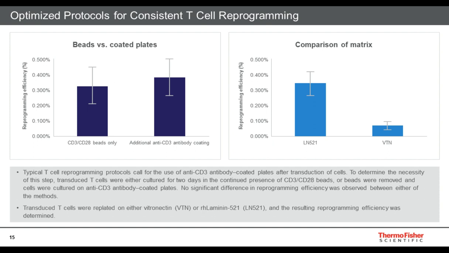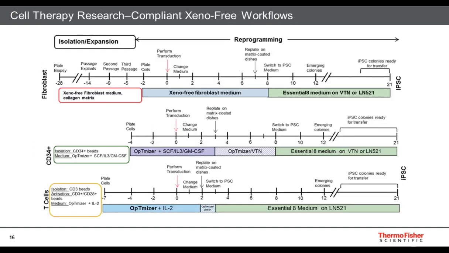And depending on what you're doing down the line and how your cells are, and the investigators, some of my investigators love the vitronectin more than the recombinant 521, but regardless, you have the options when you're utilizing the CTS products from Thermo Fisher Scientific.